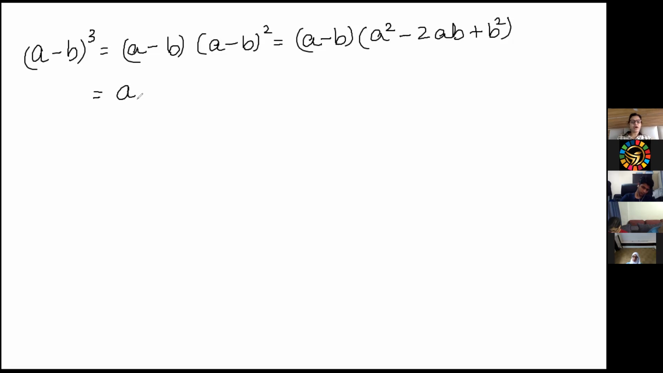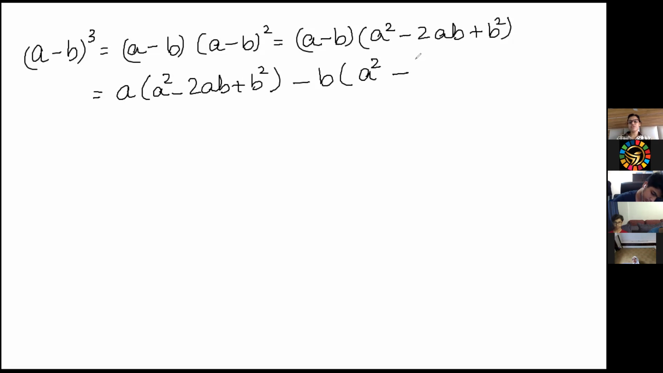Ahmed, can you give me the answer for (a - b) whole cube? Just find out the answer. Remember, here it is a minus. So in all the steps, minus will get inside. So you have to multiply with (a - b), not plus b over here.